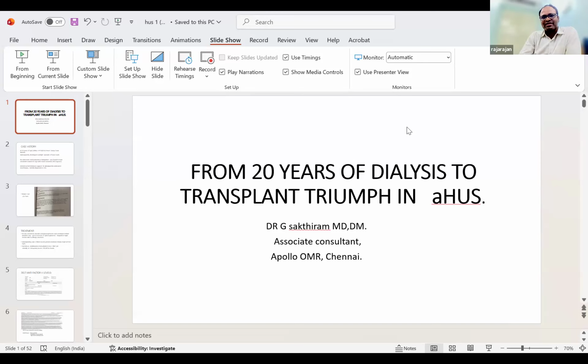And transplant, and he's my contemporary, and he's skilled in nephrology. Especially hope to get a lot of information from his case to come. And Dr. Shaktiram is also an associate consultant in Apollo, and he's going to present the case and welcome you, sir, for this meeting. And the second case is going to be presented by Dr.